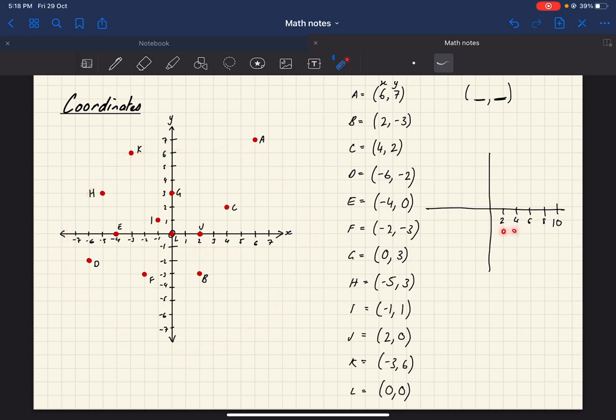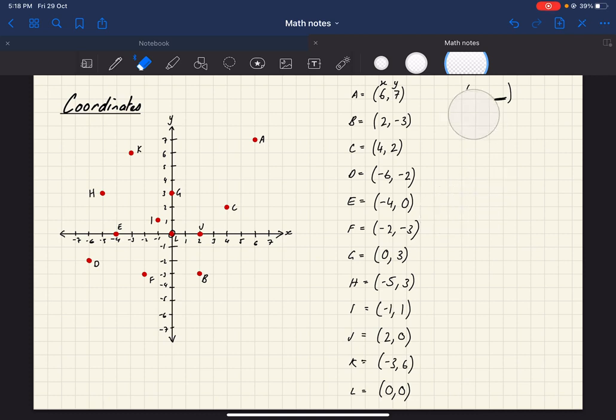it goes up in 1s for us, so we can just count along. Some of them will be going up in 2s, 5s, 10s, it can change depending on the scale that you're looking at. So just be careful of that when you're doing your coordinates, because it doesn't always go up in 1s. Just make sure you're going up in the right amount.